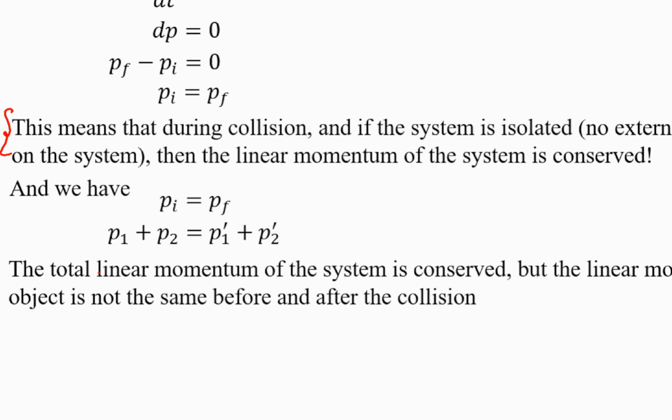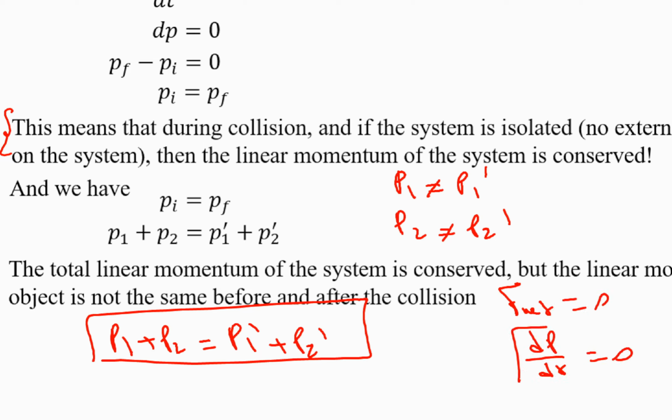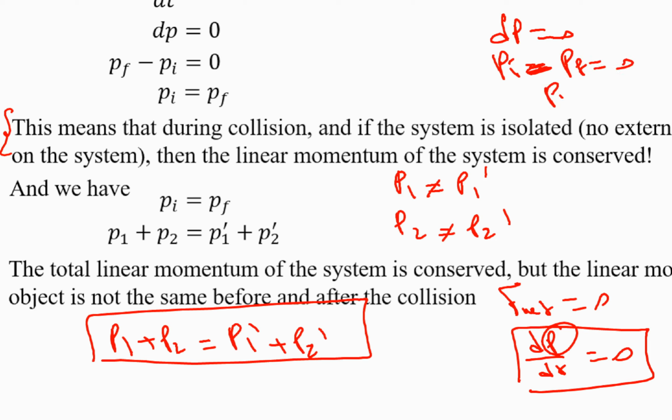Let me make the following remark. p1 is not equal to p1 prime, and p2 is not equal to p2 prime. However, p1 plus p2 is equal to p1 prime plus p2 prime. This comes from the fact that our system is isolated, because F net equals 0, and F net is given by dp by dt equals 0. Whenever the derivative of something is 0, that quantity is constant with respect to time. Or you can consider it as dp equals 0, which means p final minus p initial equals 0, which means p initial is equal to p final.